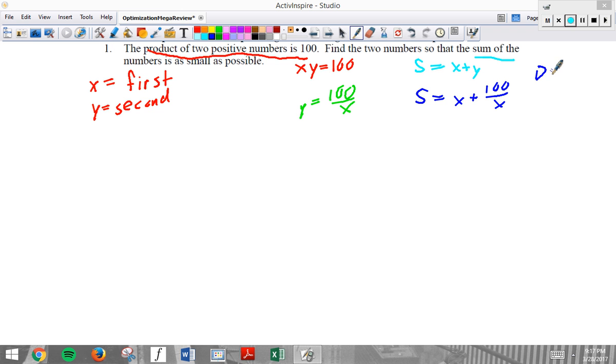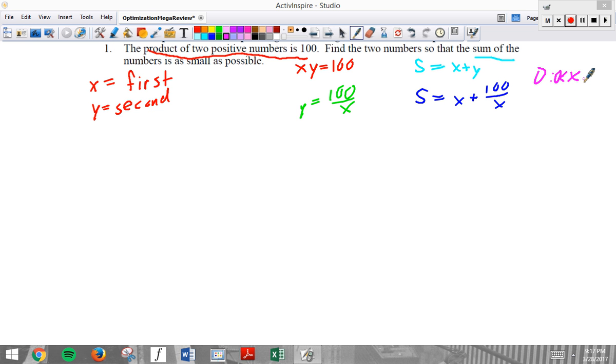This equation has a certain domain. I'll just use pink because that's what we've been using. The domain of this, certainly X can't be 0. But indeed, we know they're both positive, so X is bigger than 0. That's what it means to be positive.